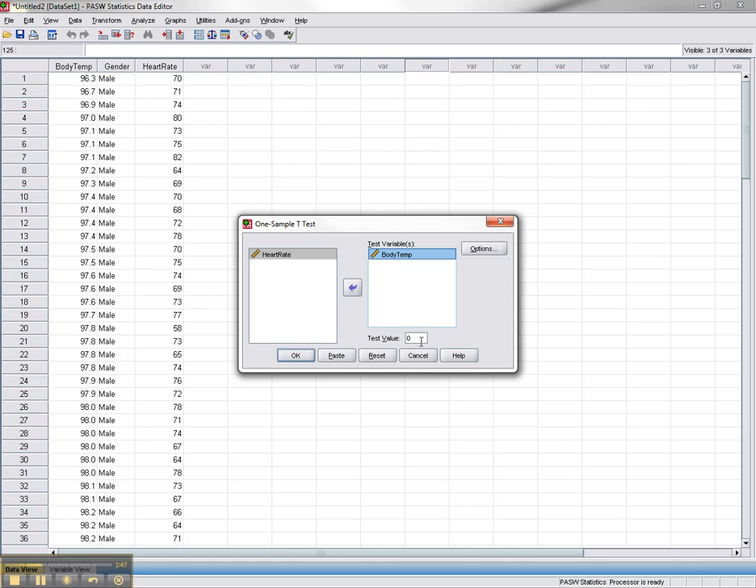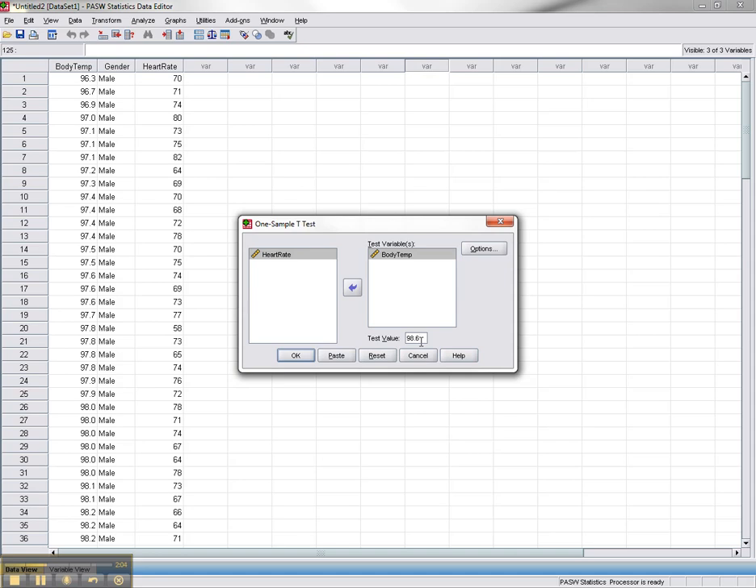The test value that you put in here is the value of mu naught under the null hypothesis. So since, sort of the wives' tale, the heuristic is that human body temperatures are on average 98.6 degrees, that this body temperature is normal, that's the value that I'm going to put in there.